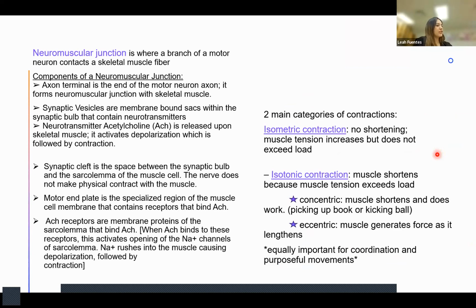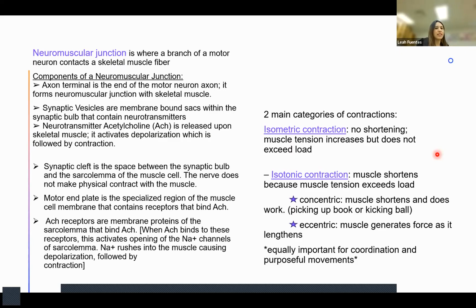Okay, and then we begin to talk about the neuromuscular junction. There's a lot going on here, so I'm going to go over some of the definitions. The neuromuscular junction is where a branch of a motor neuron contacts a skeletal muscle fiber. These are the components of a neuromuscular junction.